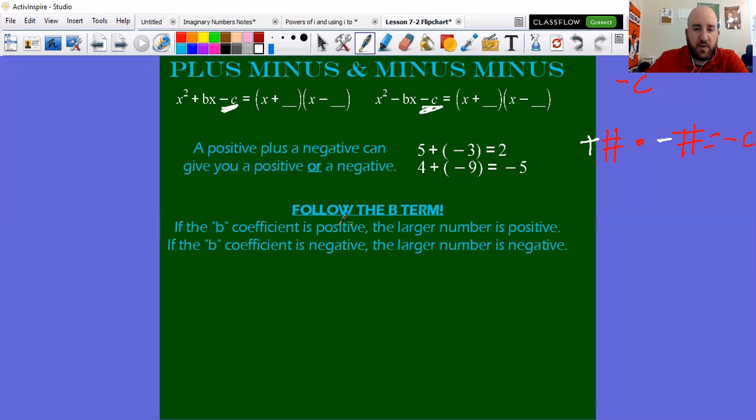So whatever two numbers you have, if your b coefficient is positive, your larger factor is the positive. So if we were using this 5 and 3, that would go there. If the b coefficient is negative, the larger number is negative. So if we were using this 4 and -9, those would go there.